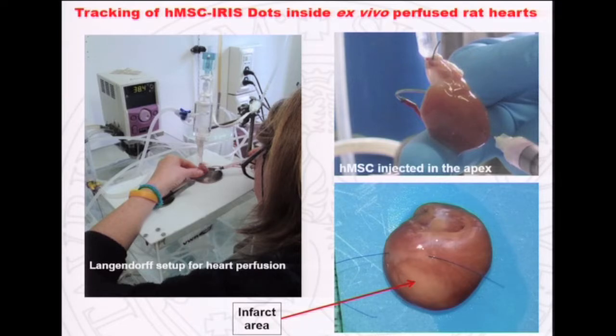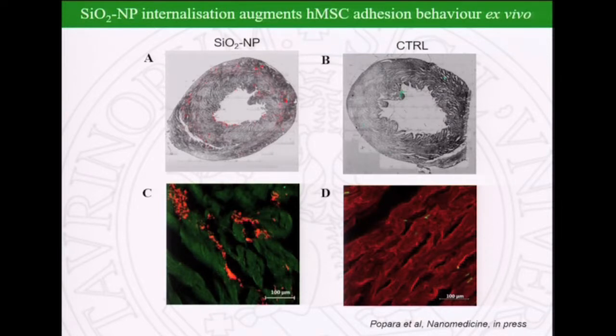And then we wanted to see what would have happened ex vivo in this isolated beating rat heart. This is a model in which we can induce ischemia through the ligature of the left anterior descending artery vessel, and then we can, this is the infarcted area, and then we can inject either control or nanoparticle treated cells into the apex of the heart. And what we observed was that in this model, the mesenchymal stem cells treated with nanoparticles were more prone to engraft into the ischemic area.